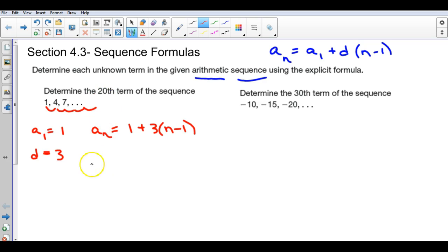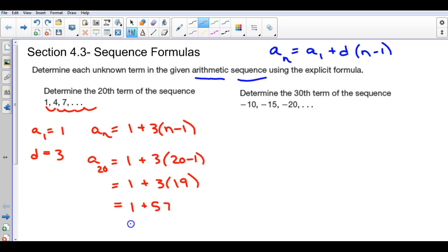Now what we're going to do to figure out the 20th term is you're substituting 20 in for the letter n. We're figuring out what the 20th term is. So we take 1 plus 3, and then in parentheses you would put 20 minus 1. So that would be 1 plus 3 times 19. And then you're going to keep simplifying this. So again, you're still not going to add these. Keep that 1 there till the very end. 19 times 3 is 57. So then at the very end of this, you can say that your 20th term of the sequence would be 58. So if you were to keep this going on and on, your 20th term of the sequence would end up being 58.